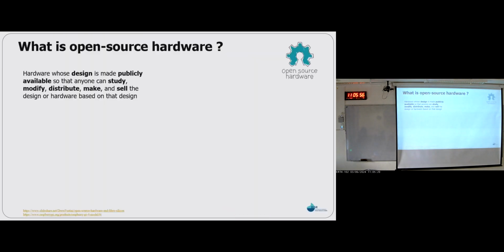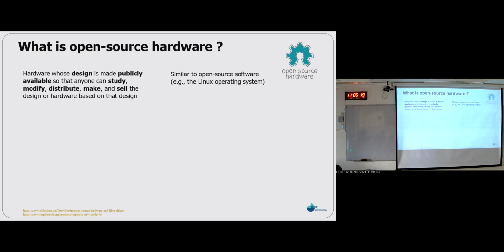Okay, so what is open source hardware? Because I know it's not a common term. So essentially, it's hardware whose design is made publicly available. You can study it, you can duplicate it, you can do with it whatever you want. You don't have to pay anyone in most cases. Very similar to the concept of open source software, like Linux, if you know it, but on the hardware side.